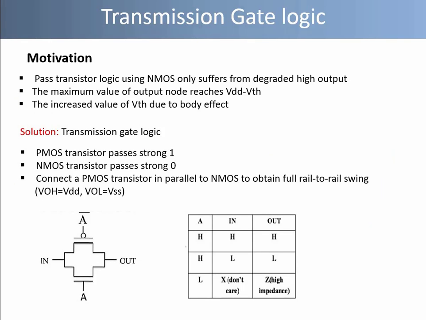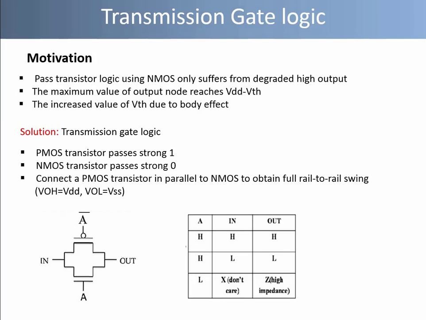In our previous video we discussed that although pass transistor logic is attractive for saving the number of transistors as compared to complementary CMOS logic, it suffers from a degraded high output. The maximum value of the output node reaches VDD minus the threshold voltage of the pass transistor, and the threshold voltage is further increased due to the body effect.